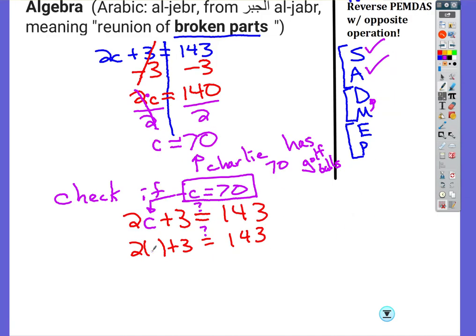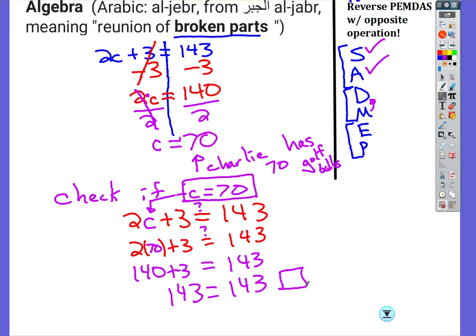So I'll just plug in where I see a c. I know what that value is. c is equal to 70. And I'll work this backwards. 2 times 70, that's 140, plus 3 equals 143. And let's just carry this to completion so we can prove it completely for everyone to see. 140 plus 3, we get 143. We got 143 equals 143. Gosh, is that true? Yeah, we know it's true. So put a big old check. We've checked our work. Charlie does indeed have 70 golf balls in her collection.